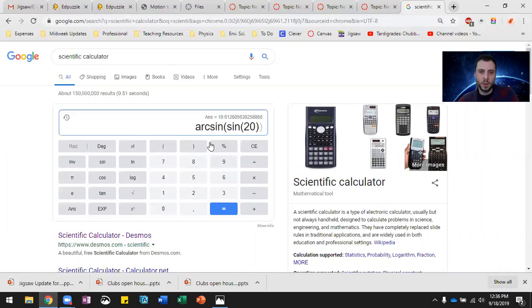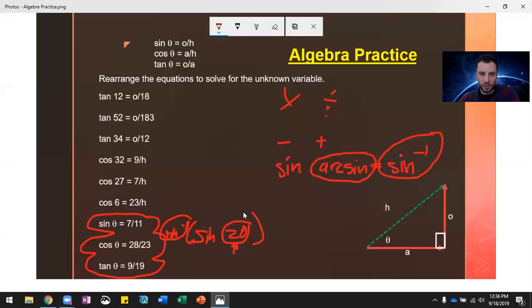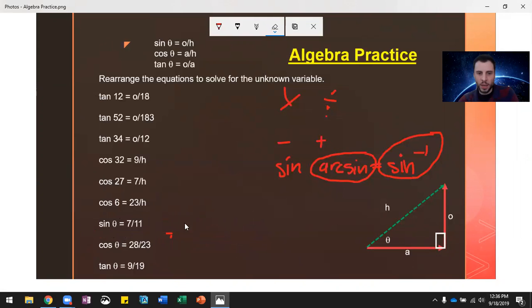20. There we go. So the arc sine of the sine of 20, the arc sine and sine should cancel out, and our answer should just be 20. So let's see if that's correct. It is. So we effectively got rid of the sine by taking the arc sine. And we can do the same thing for the tangent, and the cosine, and all of them. So yay. So let's do that.